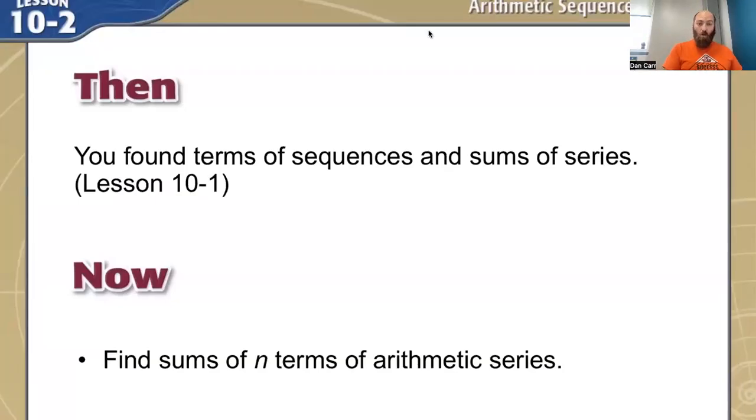Today we're going to continue our work with arithmetic sequences. We're going to be talking about specific sums, sums of n terms of an arithmetic series. What that means is it's going to be the sum of the first 10 terms of a series, or what is the sum going from the fifth to the 20th term, something like that.